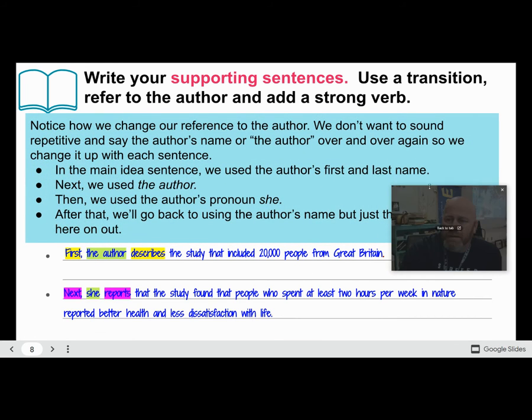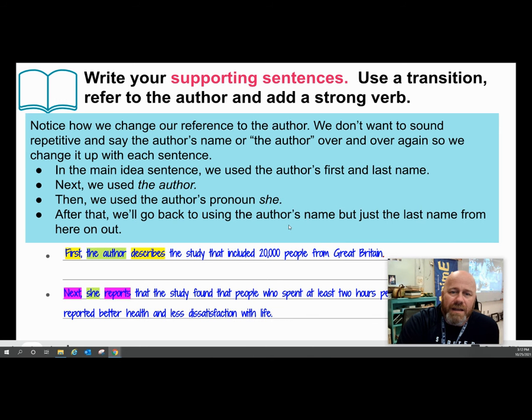Okay. Actually, we're going to talk about that right now. Notice how we change our reference to the author. We don't want to sound repetitive and say the author's name or the author over and over again, so we change it up with each sentence. The main idea sentence, we use the author's first and last name. Next, we use the author. Then we use the author's pronoun she. After that, we'll go back to using the author's name, but just the last name from here on out. And that's common. Once you use someone's whole name, only use their last name after that. Okay, that also avoids some of the repetition.